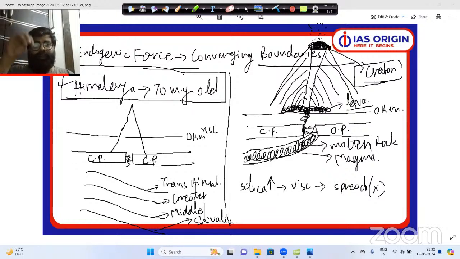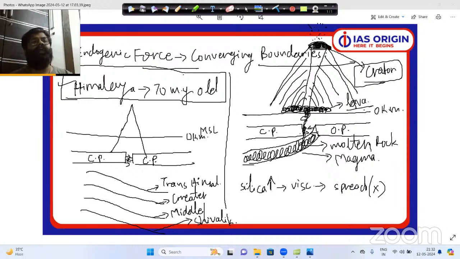So that particular crater will be full of water, and that will be the creation of a lake, and that will be known as crater lake. So whenever you see the formation of a crater lake, you need to understand this concept, that that particular volcano is not active anymore.